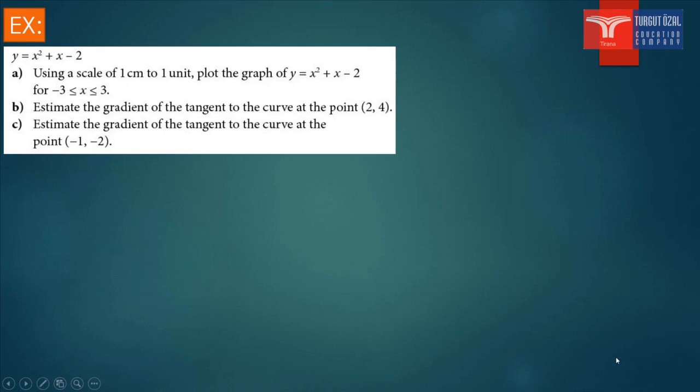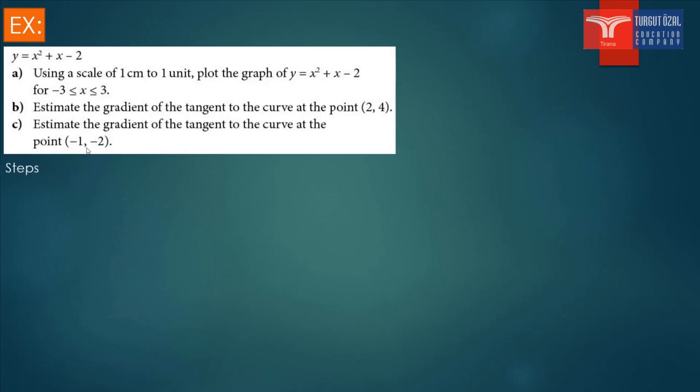So let's go to another question. y is equal to x squared plus x minus 2. First question says that use the scale of 1 centimeter to 1 unit to plot the graph of y is equal to x squared plus x minus 2 for x between 3 and minus 3. Estimate the gradient of the tangent to the curve at point (2, 4), and estimate the gradient of the tangent to the curve at the point (-1, -2).